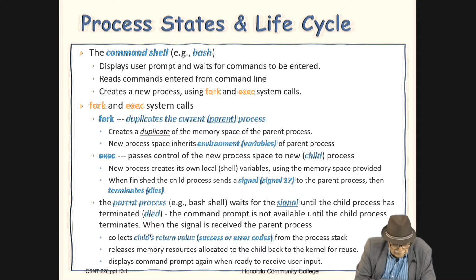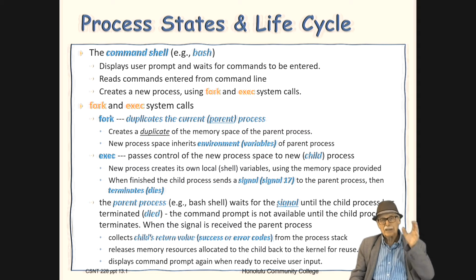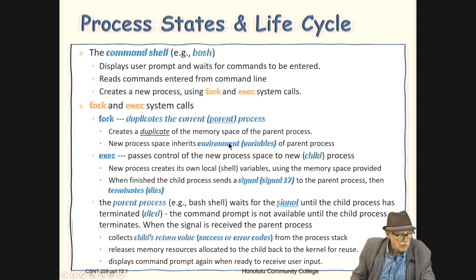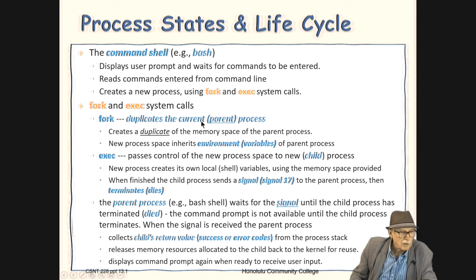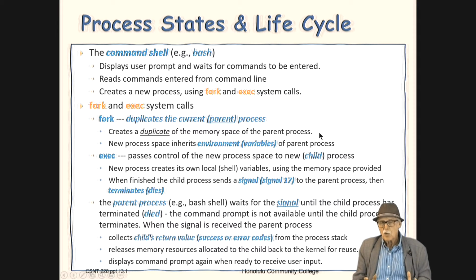Fork and exec. Now that's an interesting one. In fact, that's probably the heart of this whole lesson: fork and exec. This is how one process, maybe the session leader, calls another process. Fork duplicates the current parent process, creating a duplicate of the memory space of the parent process. I always found it interesting that when you do the fork, it actually duplicates itself. So if it's bash, you get two bashes, but you only see one.